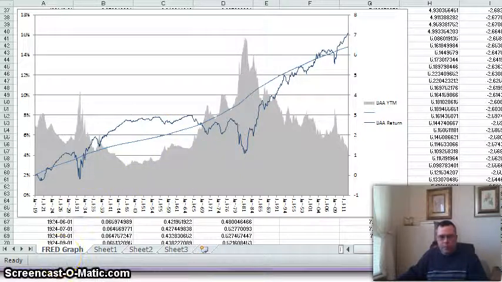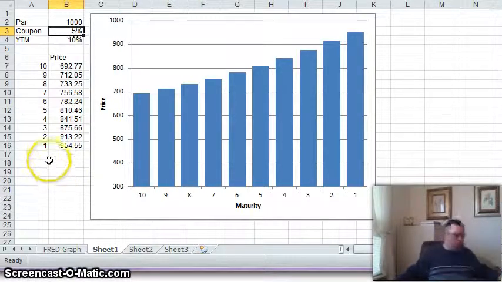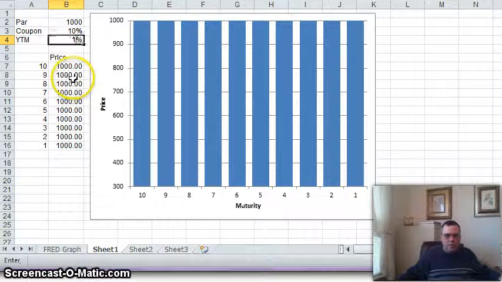Okay. In order to understand our next pricing dynamic topic, I want to show you a different chart here. This is the same setup. Actually, it's not. Let me change the numbers a little bit. Let's make the coupon rate 10% and the yield to maturity 12.